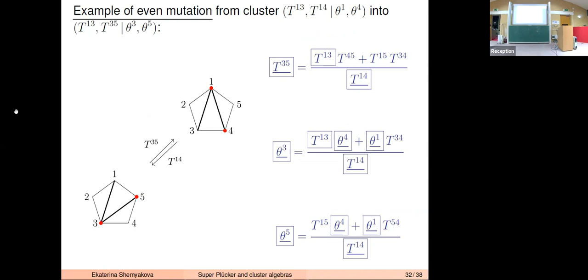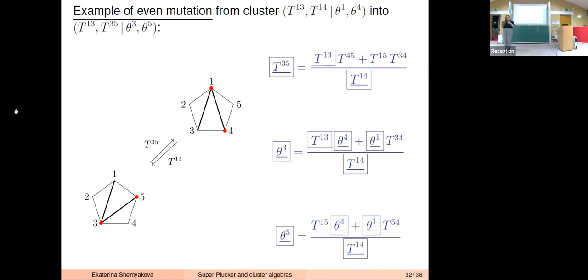Greg says yes and no. We have even variables mutate and odd variables mutate, simultaneously or independently? Greg, you can unmute. He says simultaneously. So this is the difference. In his case, he has one type of mutation, and during this mutation both even and odd variables mutate. It's one type of mutation.